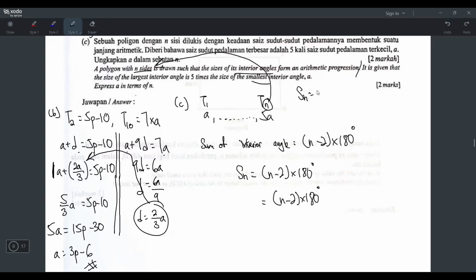Okay, in arithmetic progression, the Sn formula is this: n over 2, big bracket 2a plus n minus 1 d, or Sn equals n over 2, big bracket a plus l. Yeah, there's two formulas for Sn.